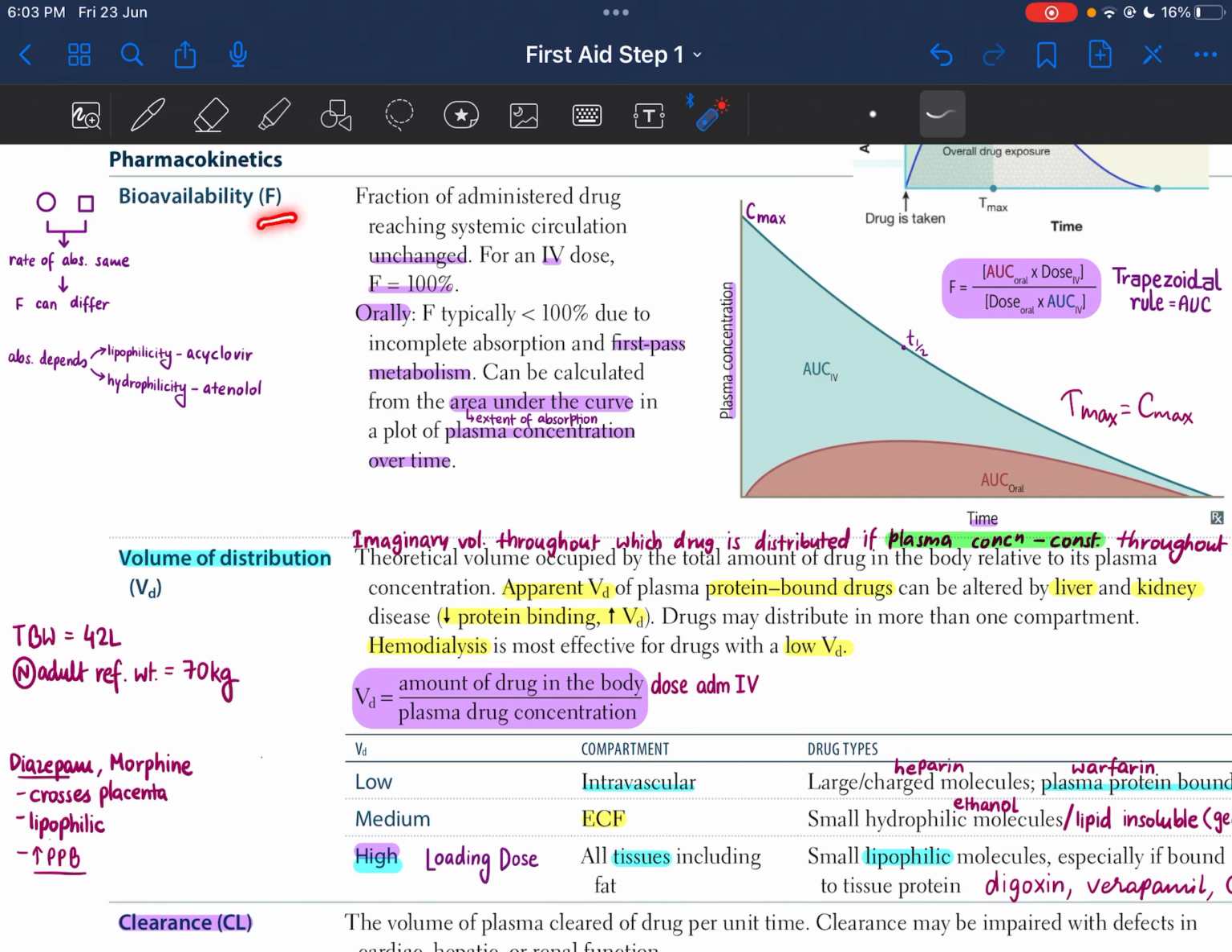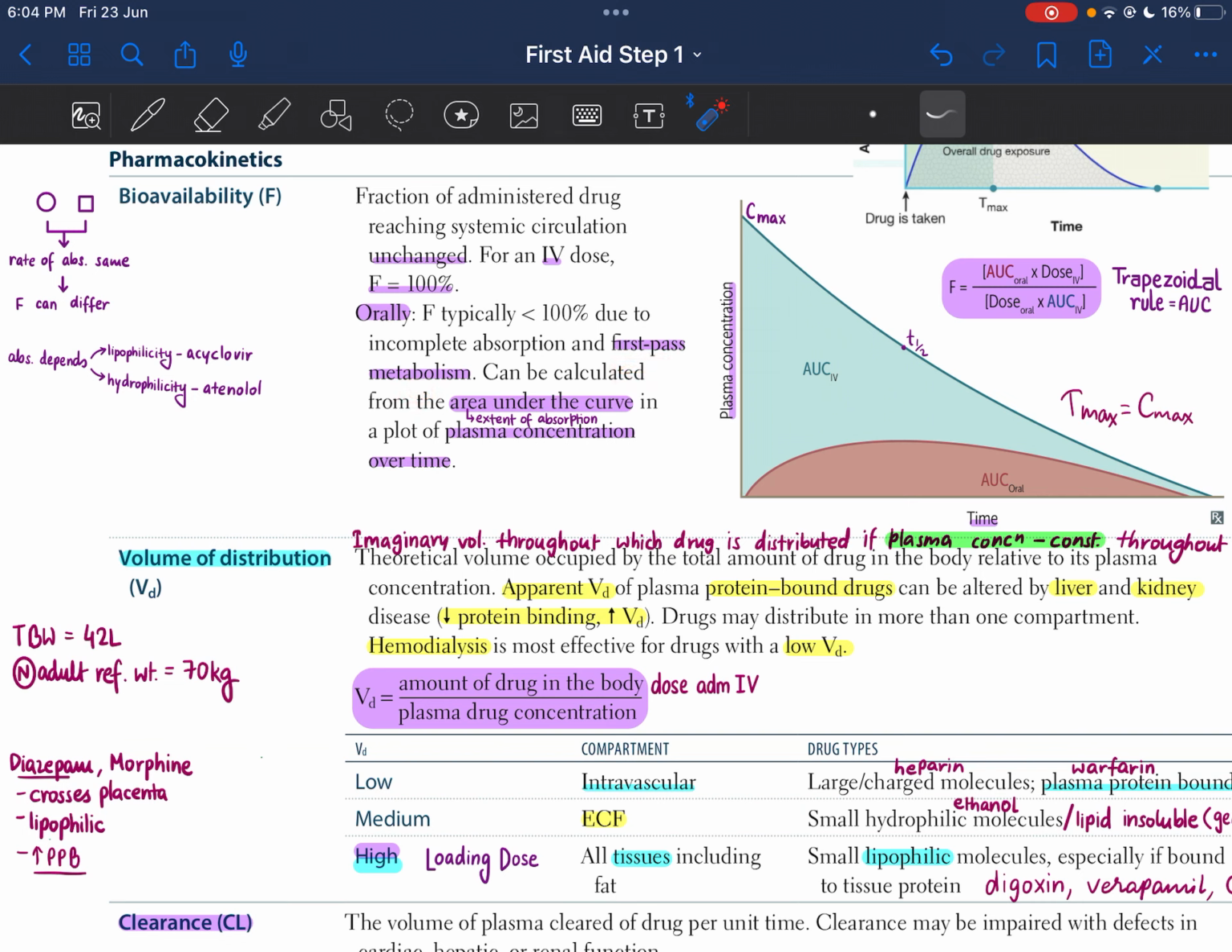So what exactly is bioavailability? Fraction of administered drug reaching systemic circulation unchanged. So for IV dose, it is 100%. Now when you come to oral, the bioavailability will be less. Why? Because of first pass metabolism.